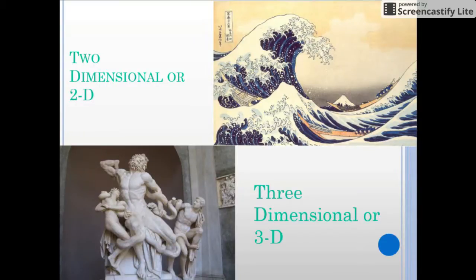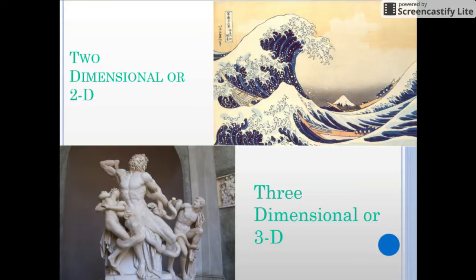So starting with space. We can think of space really in two different ways, either two-dimensional space or three-dimensional space. The image at the top is Hokusai's print of the Great Wave off of Kanagawa with Mount Fuji in the background. This is from his series of views of Mount Fuji. This is a traditional Japanese woodcut print, and one of the things that Japanese woodcut prints are known for is their two-dimensionality, basically a sense of flatness, right, in the picture plane.